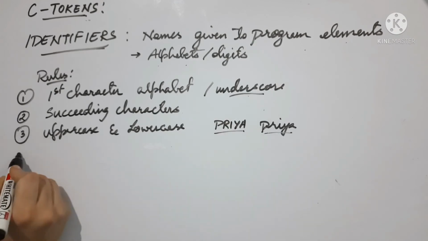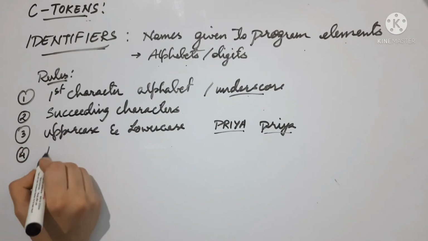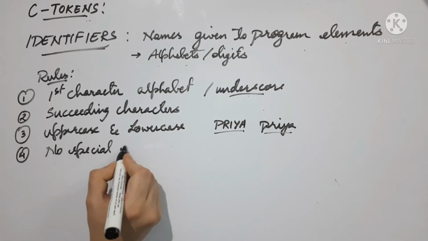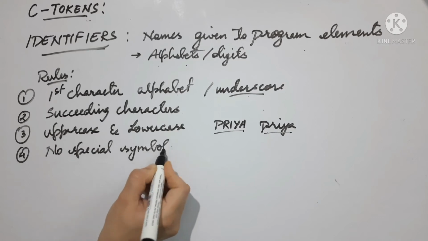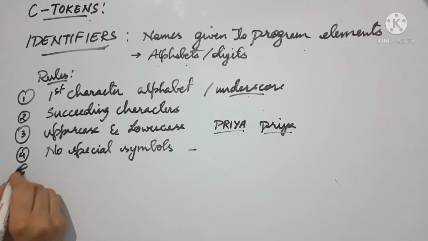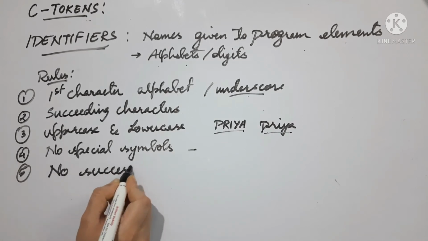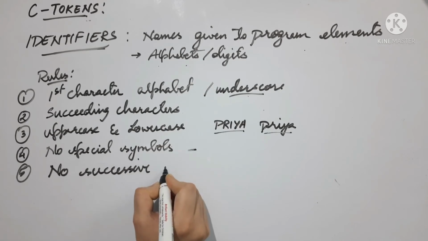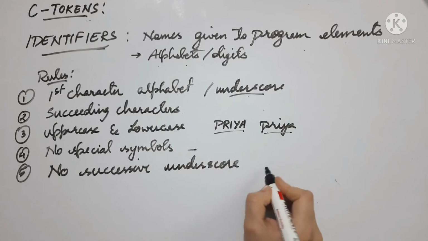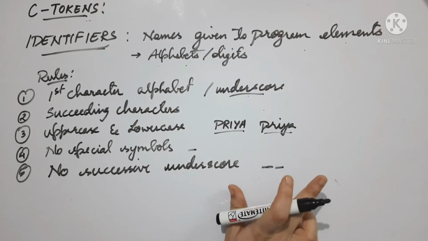Okay. Next, the fourth important rule is, no special characters are allowed. As I have already told you, no special characters or symbols are allowed, except which one? Underscore. Very good. Rule number 5. No two successive underscores allowed. That means, suppose I am using an underscore, I cannot use two underscores at a time.